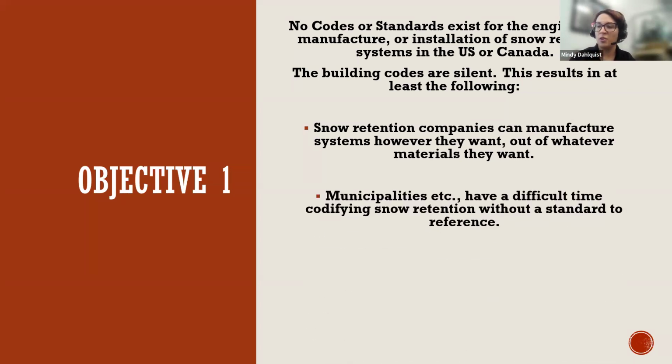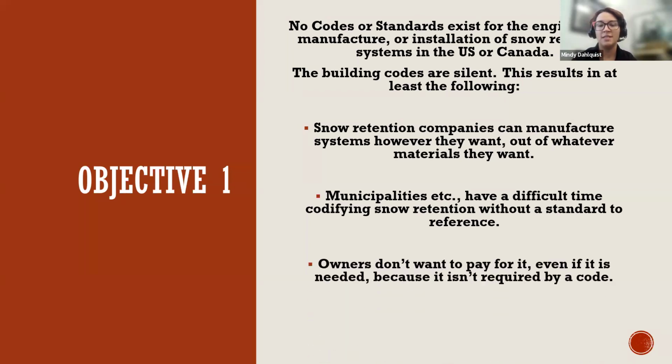Municipalities also have a difficult time codifying snow retention, so they don't have any standard to reference. So in areas where snow is definitely a hazard on the roof, it becomes an issue for the municipality to be able to say you need to have a snow retention system. Well, what qualifies as a snow retention system? Do we just put a bar of snow fence over a walkway, over a doorway? Do 3 brackets work? Do we need 300 brackets? There's no standard for them to reference to say what is an actual functioning snow retention system.